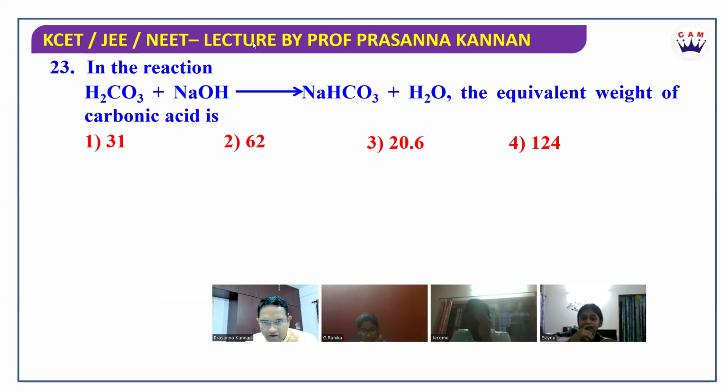Yes, sir. So what is the formula for equivalent mass of an acid? Molecular mass by basicity. What is basicity? 2, sir. No, what is basicity in general? The number of hydrogen atoms that are released. Yes, correct. So good. Okay. So she says 62 by 2. Is it correct? Yes, sir.